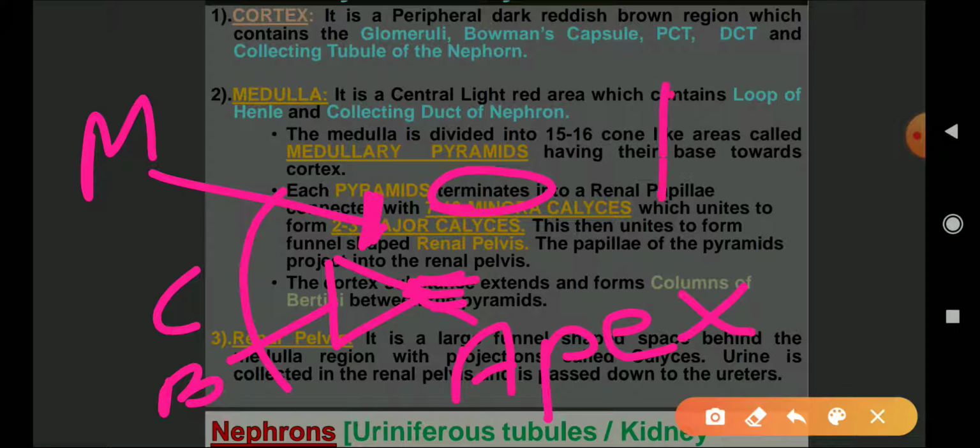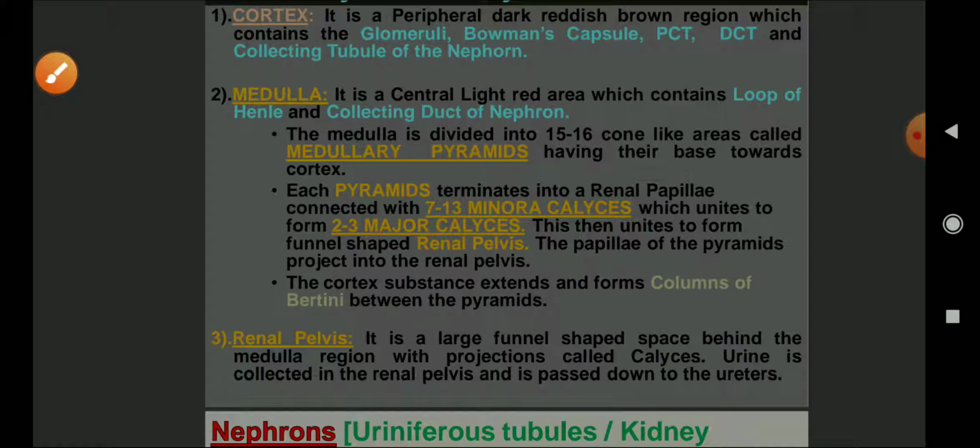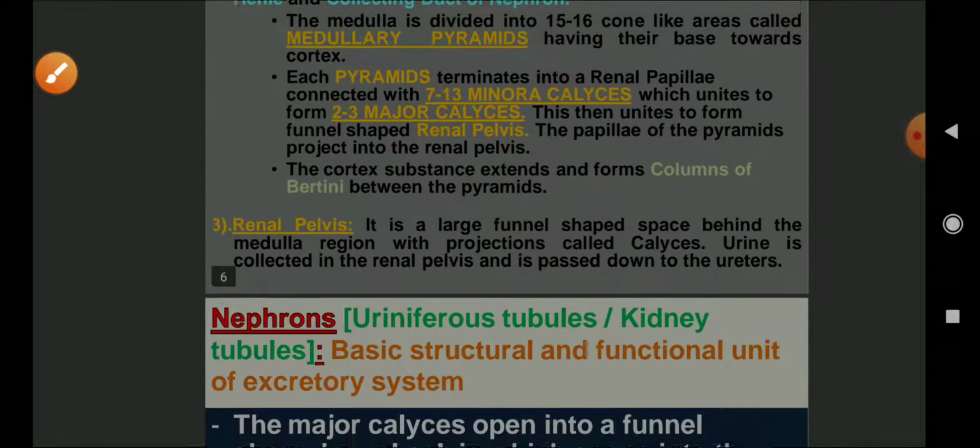So once again, this is the pyramid, this is the base, this is the apex. The apex of the renal pyramid has papillae, and these papillae unite together to form minor calyces. Minor calyces unite together to form major calyces.